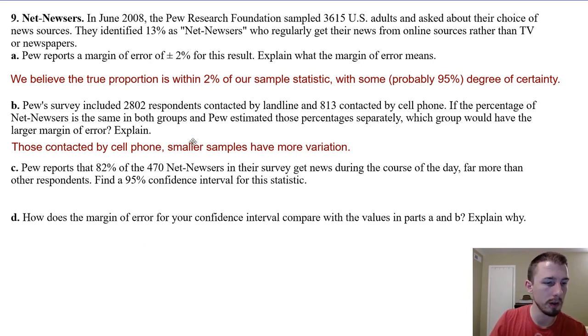They have more variation. Pew reports that 82% of the 470 net newsers they got in their survey get their news during the course of the day. So during the day instead of in the evening, I suppose. So while they're at work or at school, I guess. Far more than other respondents. Find a 95% confidence interval for that statistic.